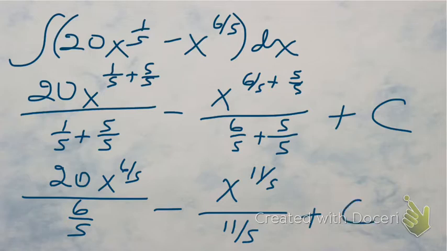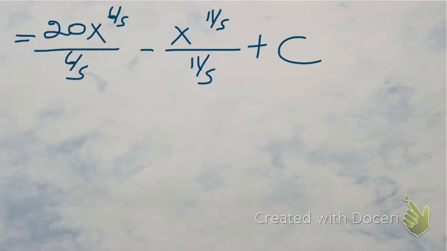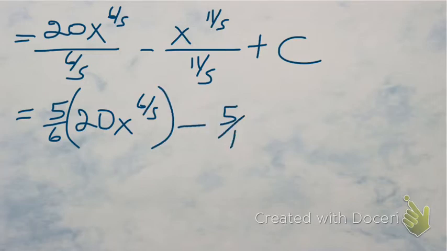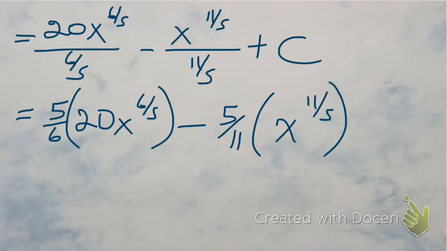But we know when we divide by a fraction, that means multiply by the reciprocal. So that would be 5/6 times 20x to the 6/5. Take away from that 5/11 times x to the 11/5 and a constant of integration.